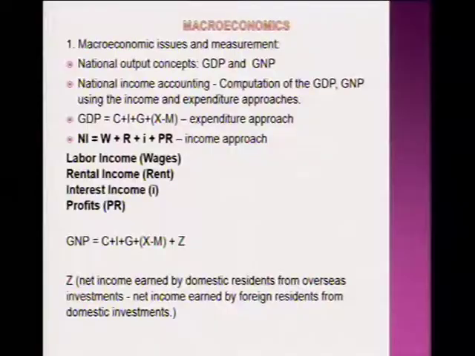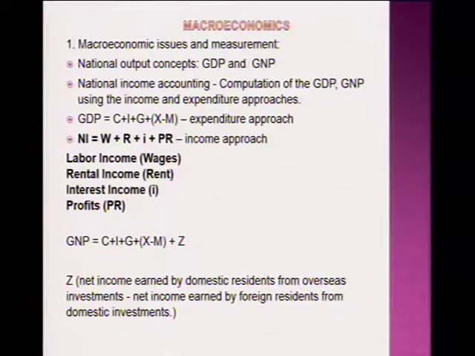What is the expenditure approach? Where we add up all the expenditure in the economy. GDP is equal to C plus I plus G plus X minus M, as you can see on the screen. C is consumption. I stands for investment. G stands for government expenditure. X minus M is exports minus imports, so we call that net exports.